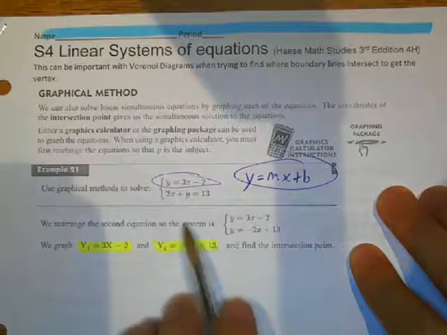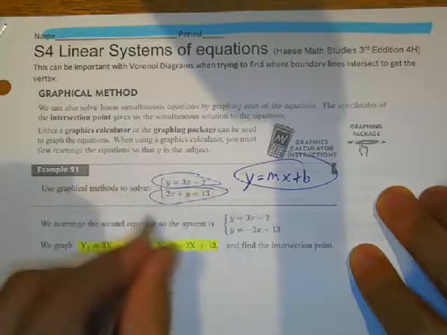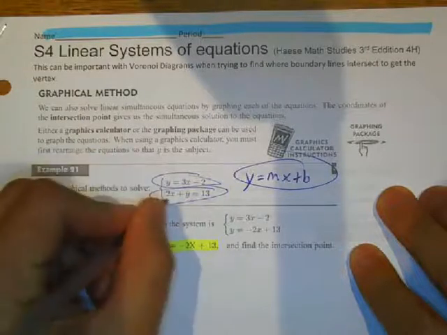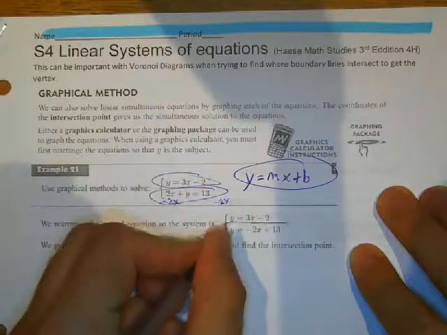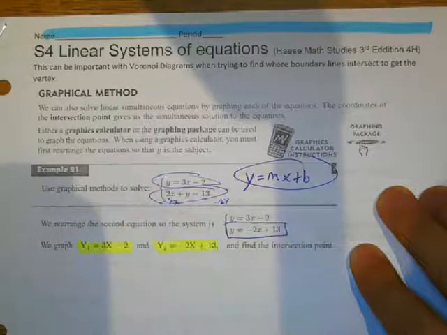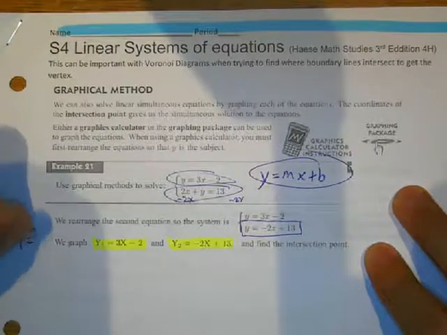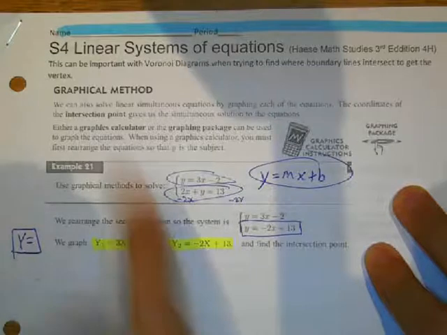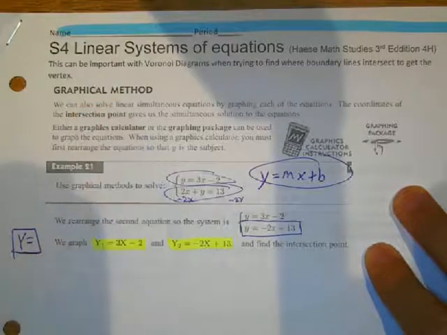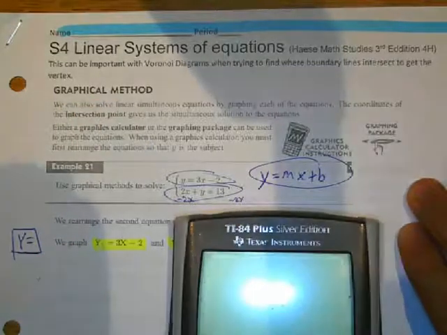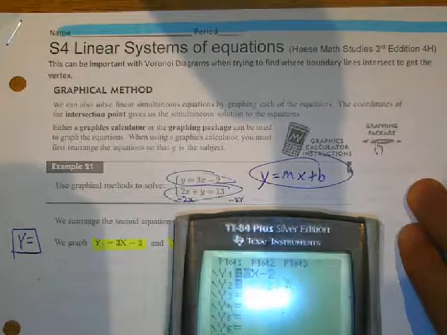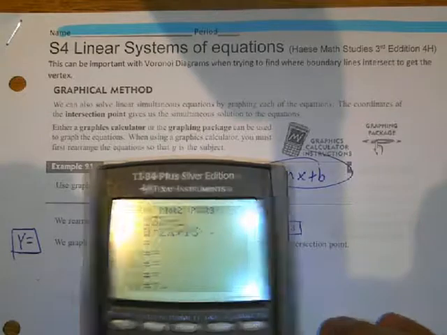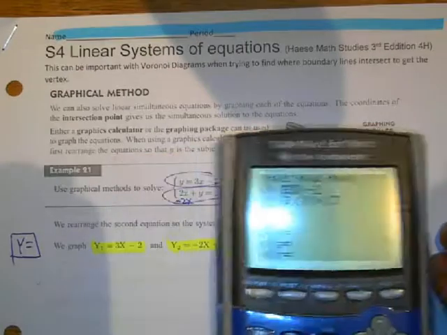The second one, we need to rearrange it, so if I subtract 2x on both sides of the equal sign, then we end up with this equation here. Okay, so the first thing I'm going to do is hit y equals on my calculator, because we're going to do this the graphical method with the calculator. So I'm going to hit y equals, and if you hit y equals, then you get a screen that looks like this.